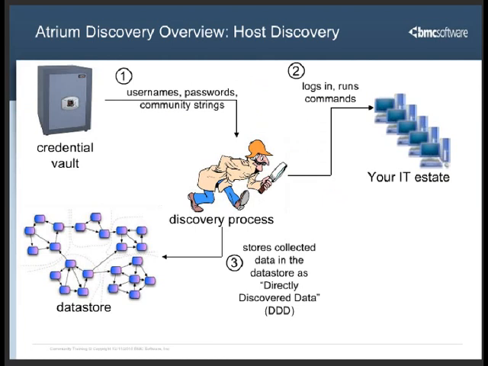Atrium Discovery can use various different ways to access a host, such as SSH, Telnet, WMI, and SNMP. The discovery process then logs on to the host and executes commands. The collected data is stored within the data store as directly discovered data, or DDD.